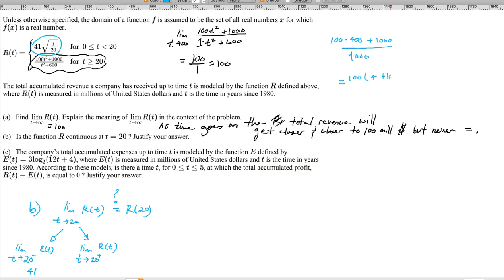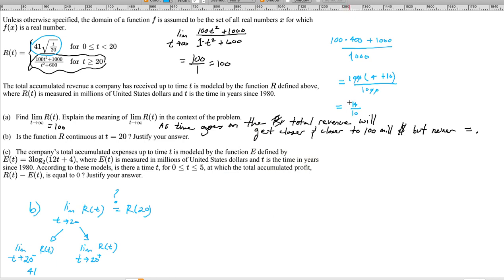4 plus 10 over 1,000. These two zeros will cancel. I'm left with 14 divided by 10. Did I do this correctly? Something's not right. What did I not do right?